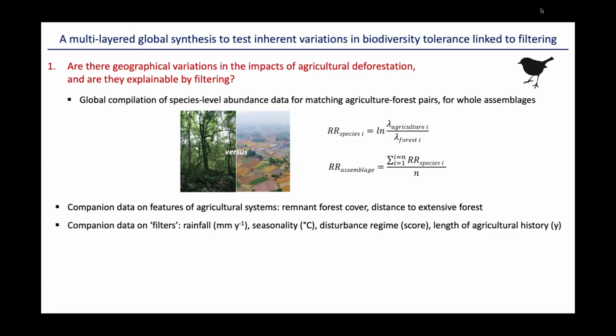For the first part of the study, we compiled a global database of species-level abundance data for matching agriculture and native forest pairs for whole species assemblages. With this data, we were able to calculate for each species a response ratio, the abundance ratio of the same species between agriculture and forest. Then with all the species within the assemblage, we were able to calculate an assemblage-level metric.